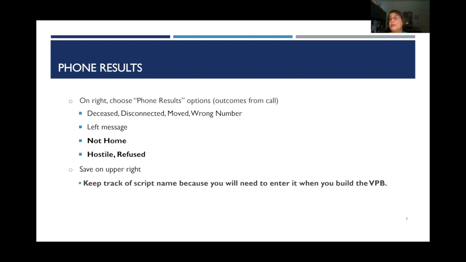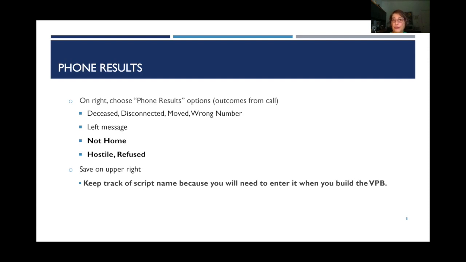So we need to know, is the person deceased? Has the phone been disconnected? Has the person moved? Is it a wrong number? All those things are important so we don't keep calling the same wrong number over and over again. It's good to know if you've left a message, so there's been some contact. A message is not as effective as an actual conversation, but it's still good to know there was some contact. Not home is a catch-all. Now, there are many, many options on this list that you can add. Don't put too many because it just confuses the canvassers. So make not home your catch-all.